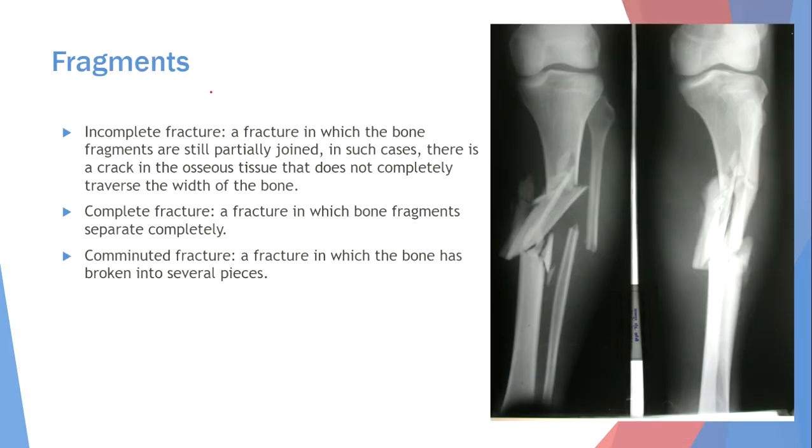Fragmentation of the bones. We have incomplete fracture, complete fracture, and comminuted fracture. Incomplete fracture, a fracture in which the bone fragments are still partially joined. In such cases there is a crack in the osseous tissue that does not completely cross the width of the bone. Complete fracture, a fracture in which bone fragments separate completely, like in the pictures here. And comminuted fracture, a fracture in which the bone has broken into several pieces. We see it here too.